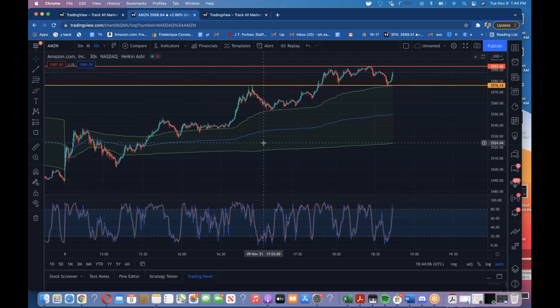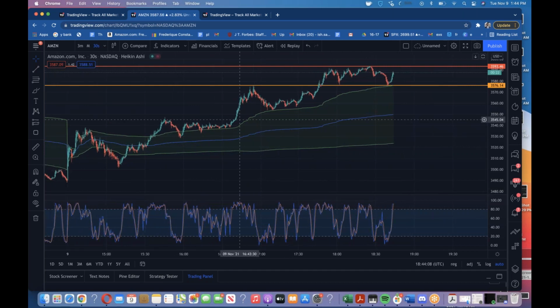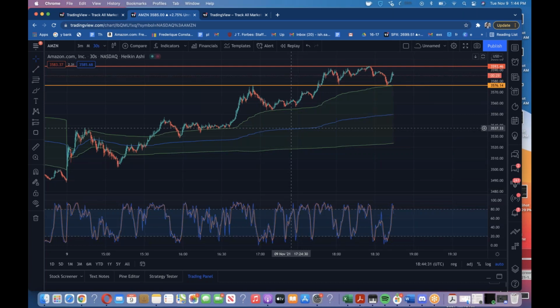And Amazon is approaching, and has continued to make HOD, or high of day after high of day, pretty much all day. That's important for us to look at, because when we see a stock continually making high of day, we're looking for a potential long setup. And one thing to note with the strategy is when a stock is at HOD, we're never looking to short it, right?